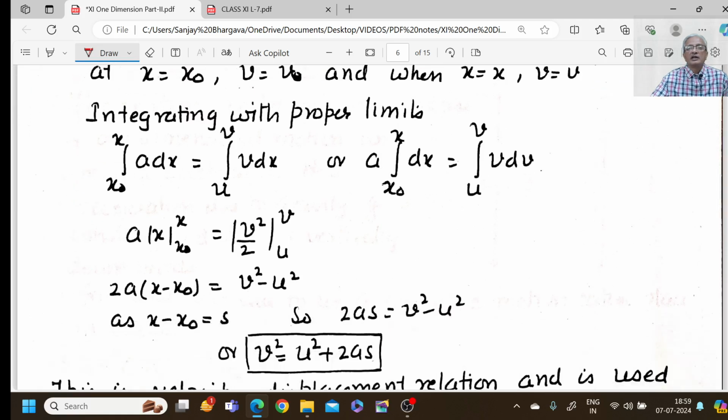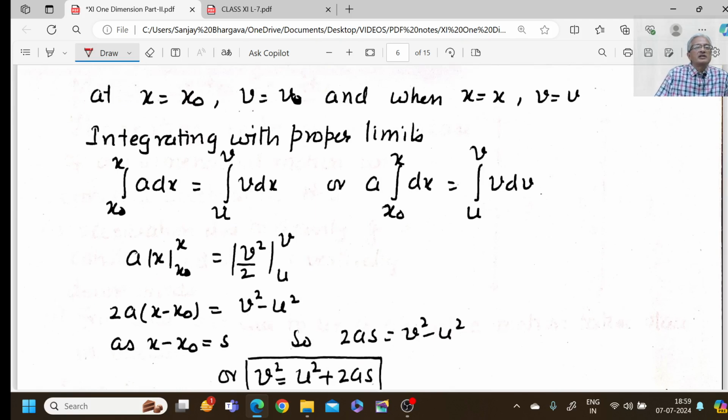Now select the limits properly. At x is equal to x0, the velocity is u, and when x is equal to x, velocity is v. Integrating with proper limits, a dx from x0 to x, u to v. So a is a constant, take it out of the integration sign, integrate dx from x0 to x. Similarly, integrate v from initial velocity to final velocity. Integration of dx is x, limits ranging from x0 to x. v square by 2 is the integration, and u to v is the limits.